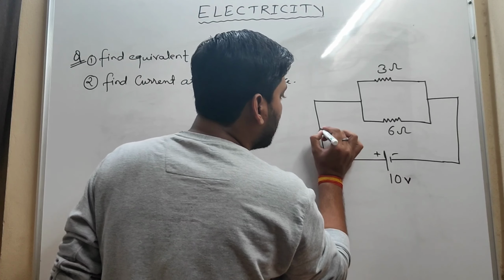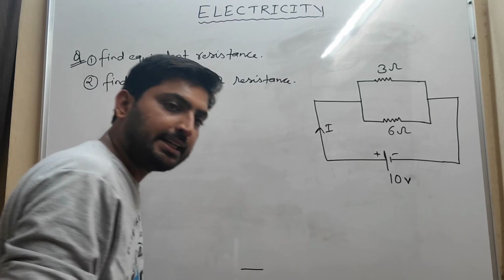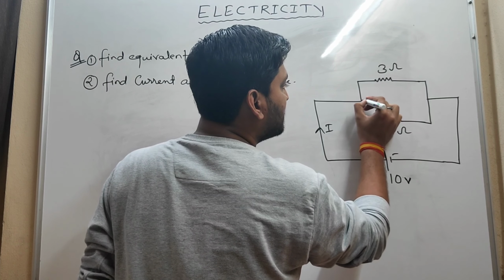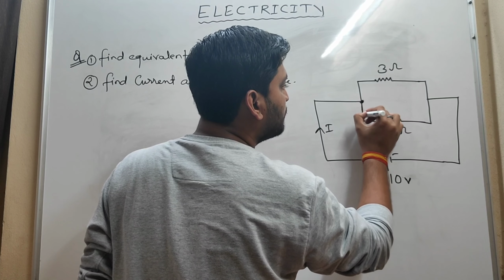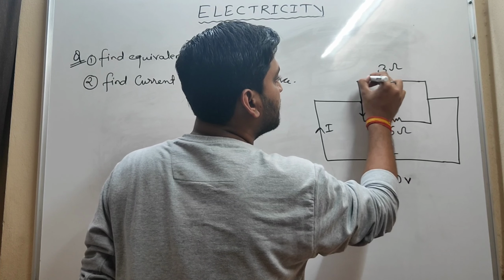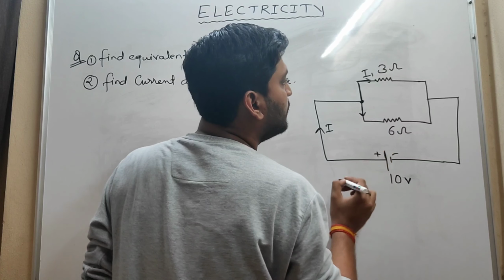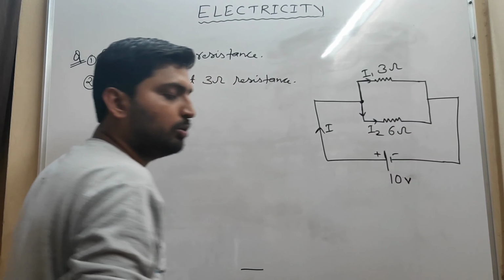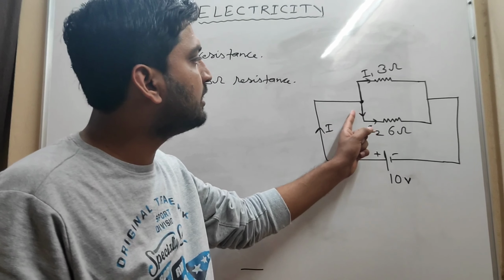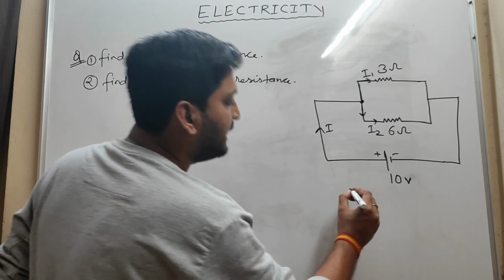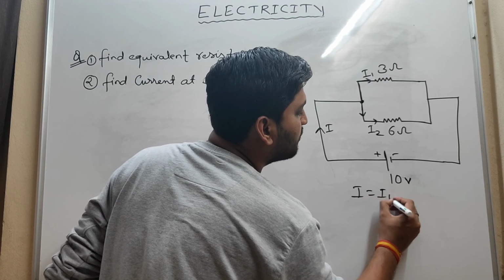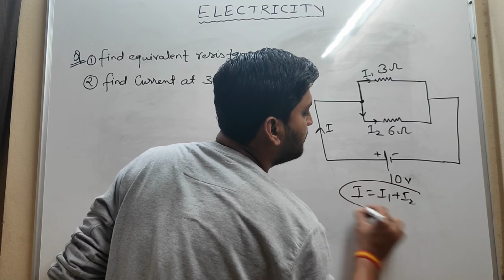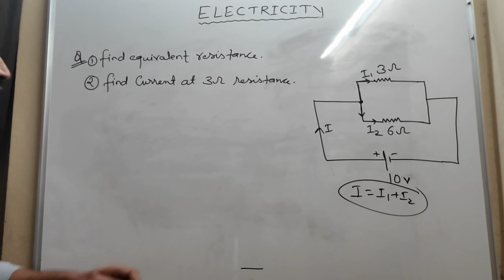So see here, a current will flow through here, total current I. As it reaches this point, this will divide into two parts. Let us suppose I1 is flowing through 3 ohm and I2 is flowing through 6 ohm resistance. This I will break down into I1 and I2. It means I is I1 plus I2. Already we have discussed this type of things.